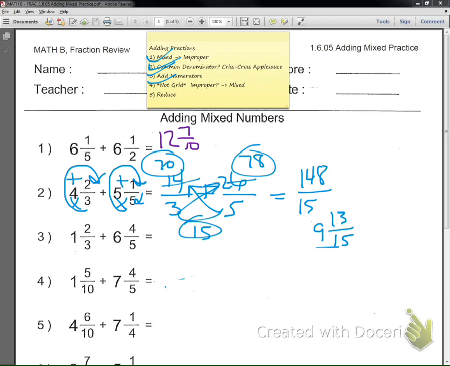13 over 15, so I'm going to write my factor pairs of 13, and I find out that, oh, the only thing I can divide 13 by is 1. That makes it a prime number. So here we get to use that rule again. It's either going to go into the denominator of 15 or it's not, and therefore it can't reduce. So 15, can we divide it by 13? No. That means that 9 and 13 over 15 is your final answer.